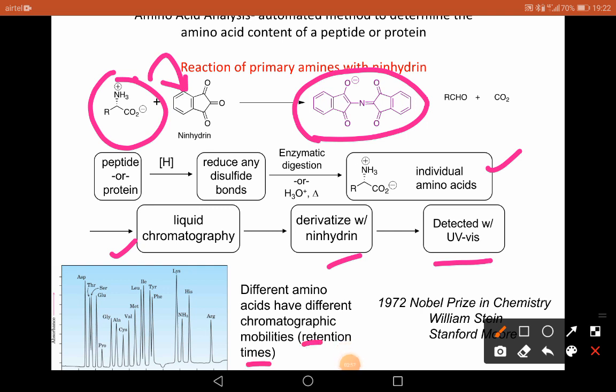So this is the spectra. We have arginine here, we have histidine, lysine, phenylalanine, tyrosine, isoleucine, leucine, methionine, valine, cysteine, alanine, glycine, proline, glutamic acid, serine, threonine, aspartic acid. So this way we can read the chromatography, and we can read out the sequence of the protein.